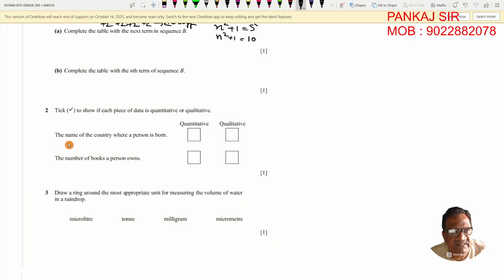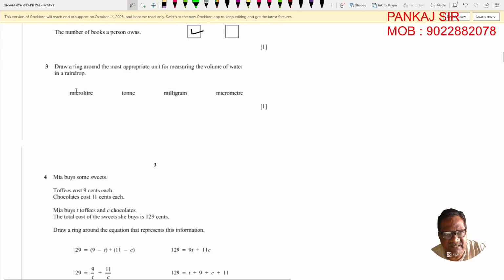So the name of the country where a person is born. You cannot express the name of a country by a number, so it is not quantitative, it is qualitative. I'll put a tick mark over here. Second is the number of books a person owns. This can be expressed in terms of numbers, so it will be quantitative. I'll put a tick mark over here.